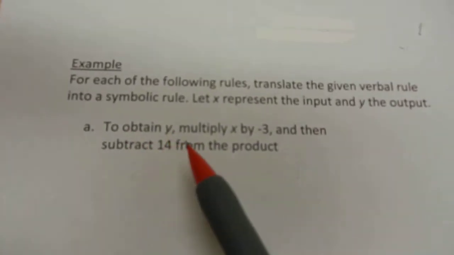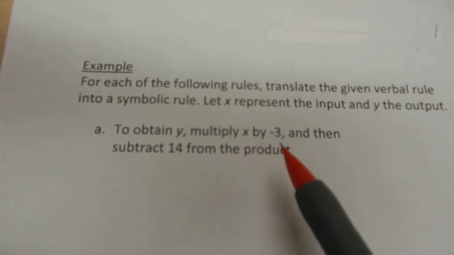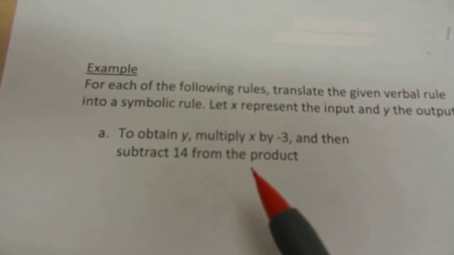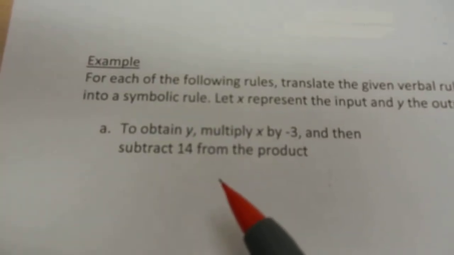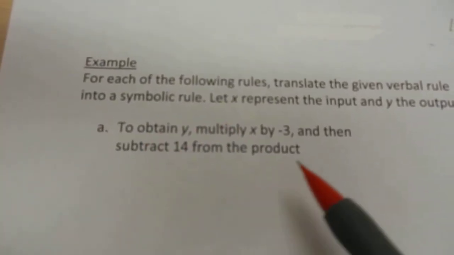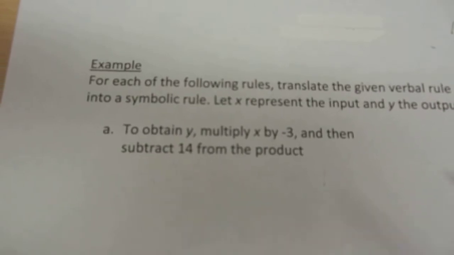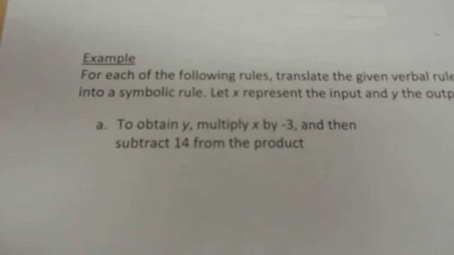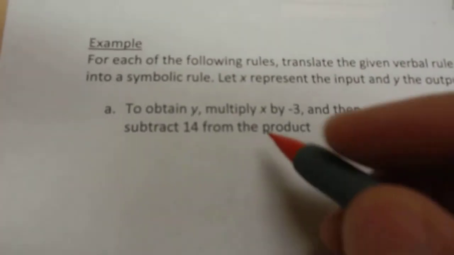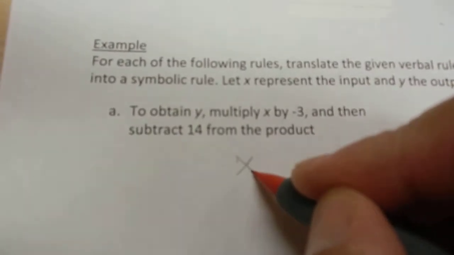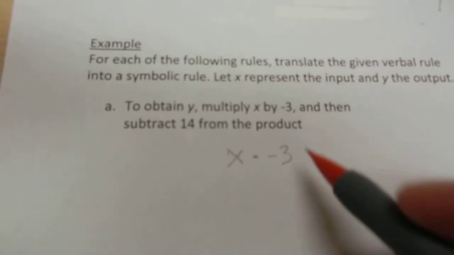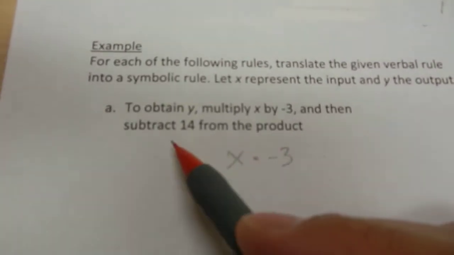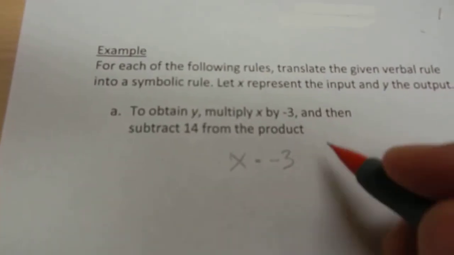To obtain y, multiply x by -3 and then subtract 14 from the product. So we're going to write a symbolic rule that relates x and y, and this is the verbal expression on how those two are related. Let's write the symbolic expression. So what we're going to do here is take x and multiply it with -3, and then that forms a product, and then we're going to subtract 14 from that product.